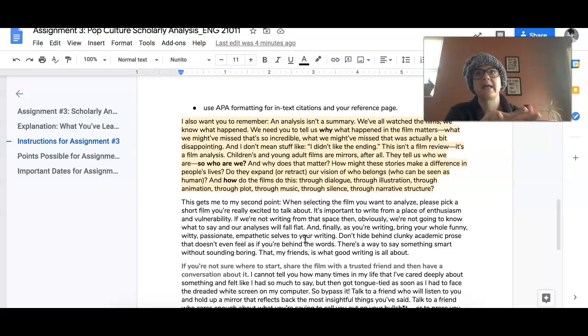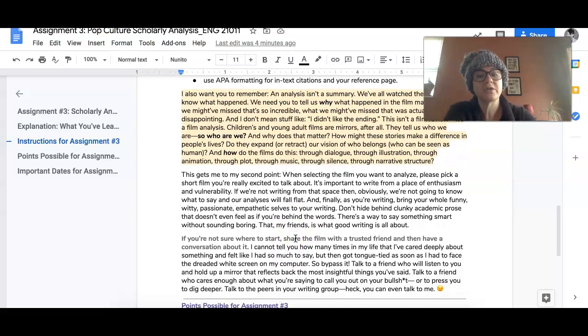This unit is supposed to help you really think about, if I'm supposed to write an analysis, what does an analysis mean? So keep this in mind, that this assignment is a vehicle for future you when you have to write another analysis, so that you know what you're looking for, all right? The next thing is make sure that you're choosing a film that you actually are geeked out to talk about, all right? And related to that, I really also want you to be yourself in your writing.